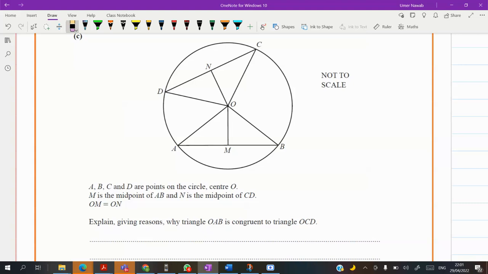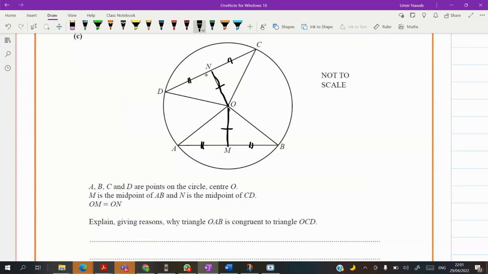Now, what are the conditions given in this question? He said that OM is equal to ON. So the distance of the chords AB and DC from O are the same. OM is equal to ON. M is the midpoint of AB. And N is the midpoint of CD. These are the things given.